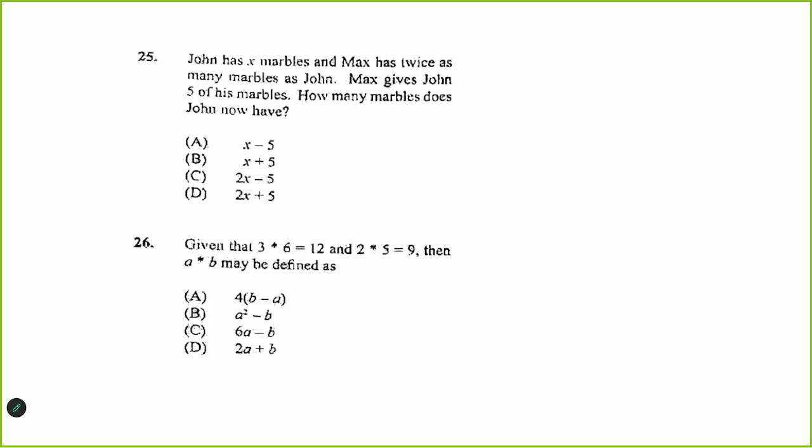Right? Number 25, John has x marbles. John is equal to x. Max has twice as many marbles as John. So Max has 2x. Max gives John 5 of his marbles. So Max gives John 5. So he has now plus 5 and Max has now minus 5. How many marbles does John have now? John would now have x plus 5.